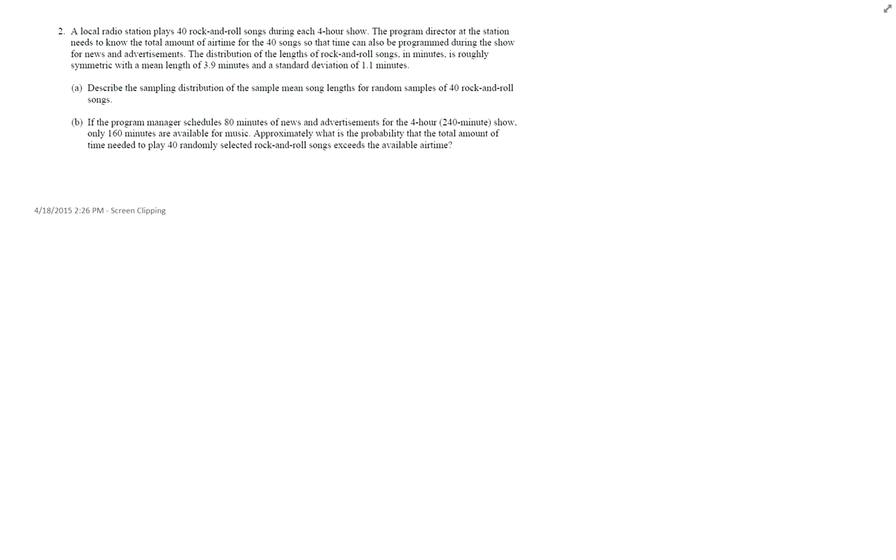The distribution of lengths of rock and roll songs in minutes is roughly symmetric, with a mean length of 3.9 minutes and standard deviation of 1.1. So the population is symmetric with a mean length 3.9, standard deviation 1.1. Describe the sampling distribution of the sample mean length of songs for samples of 40 rock and roll songs. So the sampling distribution of the sample mean. Okay, so A.